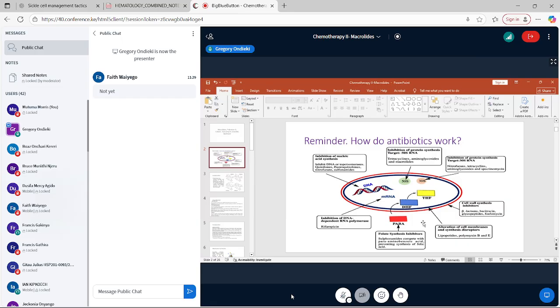So that's very important. And in chemotherapy one, you were taught about, is my screen visible to you? Yes, it is visible. Yes, you were taught about antibiotics that are bacteriostatic and those that are bactericidal. Remember?